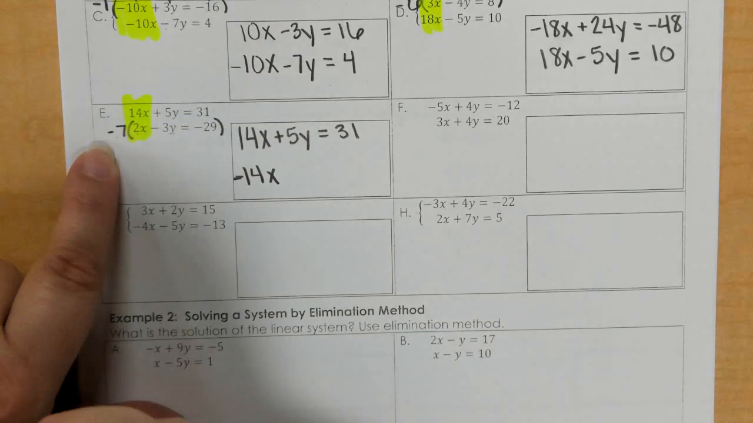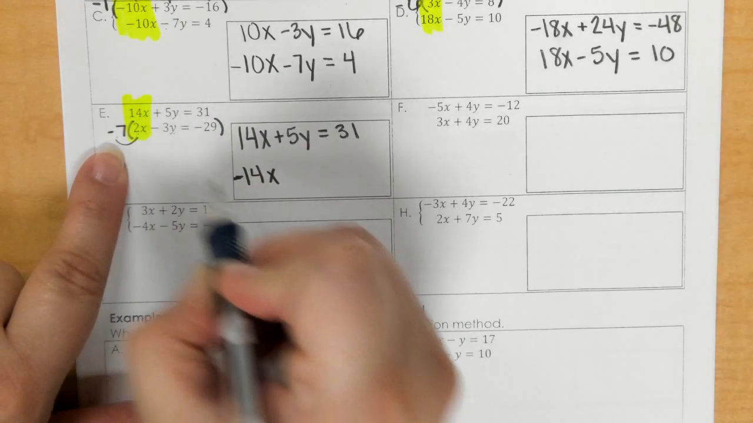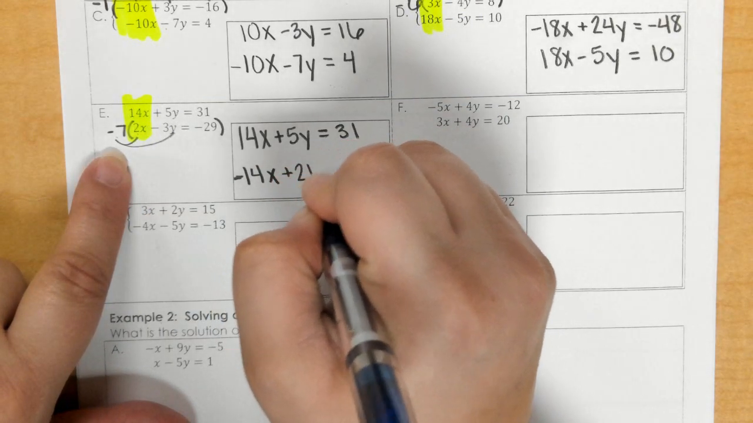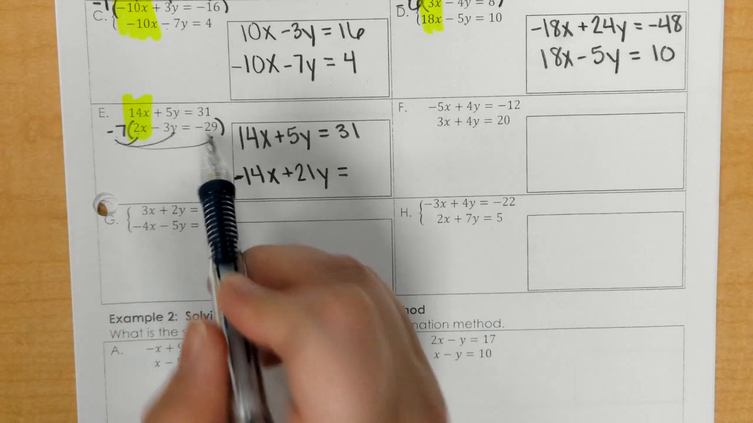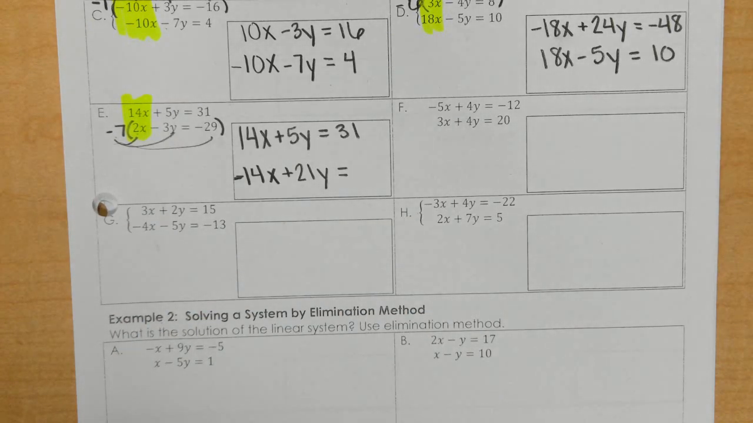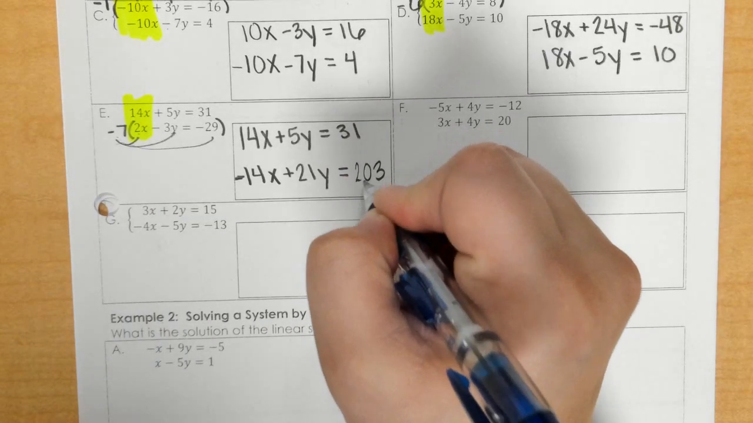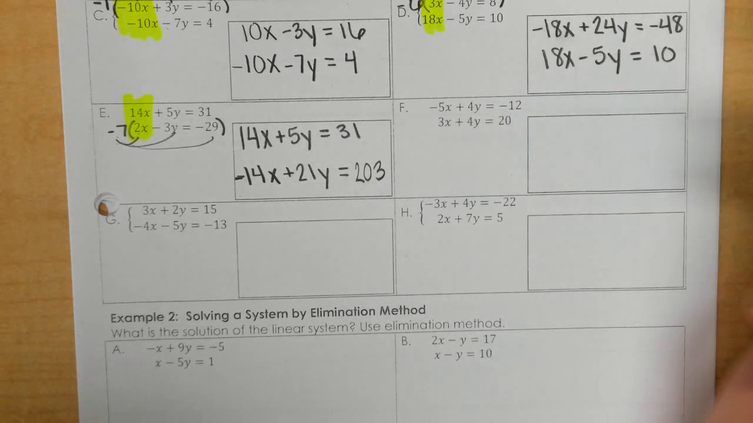And that's negative 7. So then I would multiply that, okay? And then negative 7 times negative 3 is positive 21y. And then negative 7 times negative 29 is 203. So then we can see that those would cancel, and then you could combine if you had to.